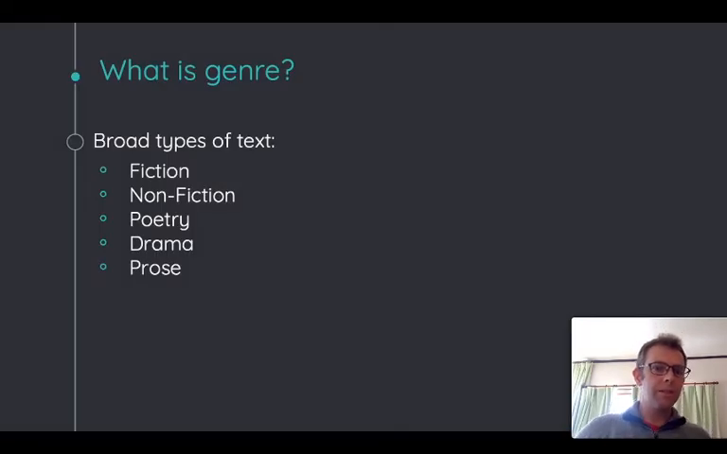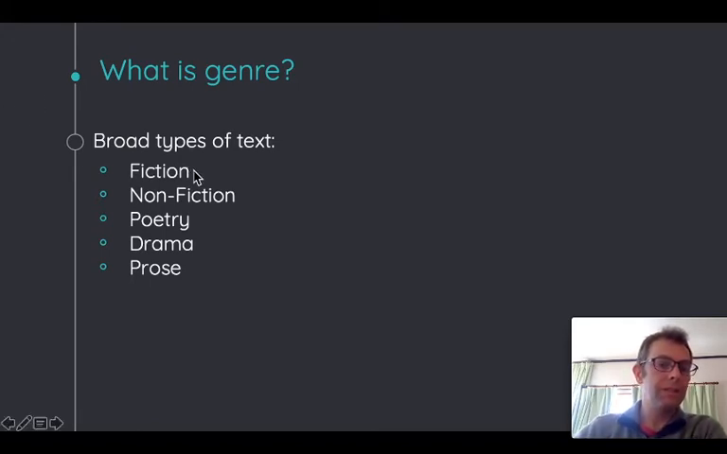So what is genre? Basically, genre is the broad categories or broad types of text. Now they can be really broad, such as this. This is what we tend to focus on in literature, but they can also be smaller and even subcategories. So for example, mystery is a genre, and then there's subgenres in mystery, such as cozy mystery or hard-boiled mystery.